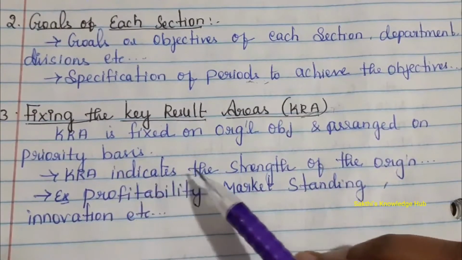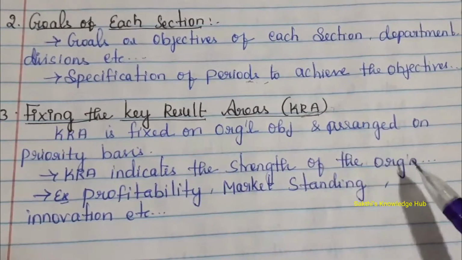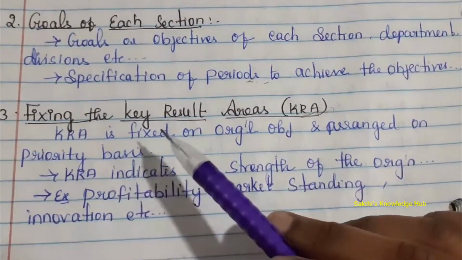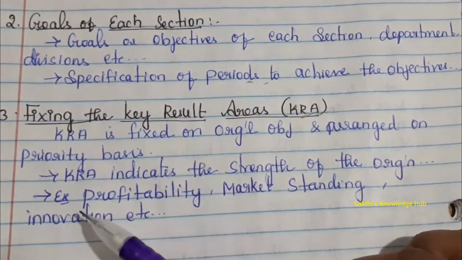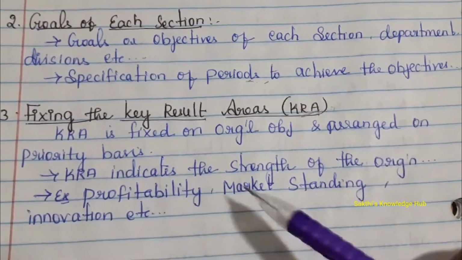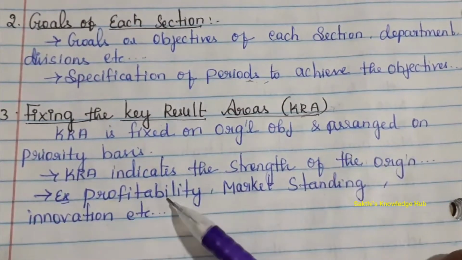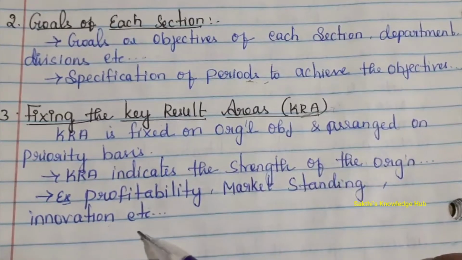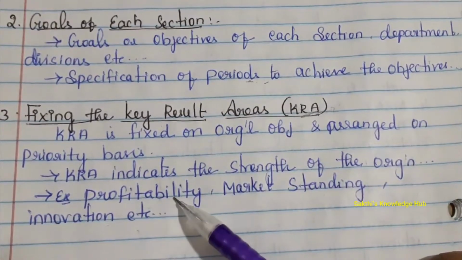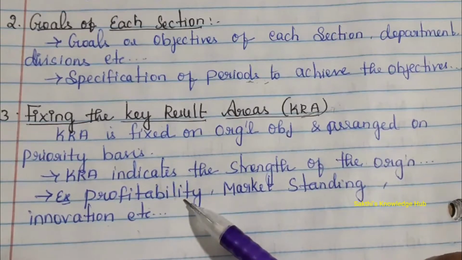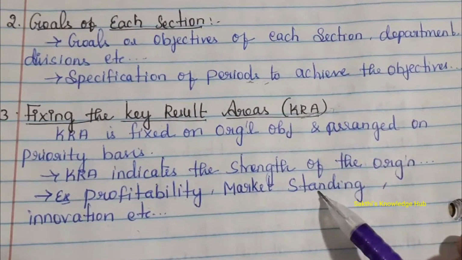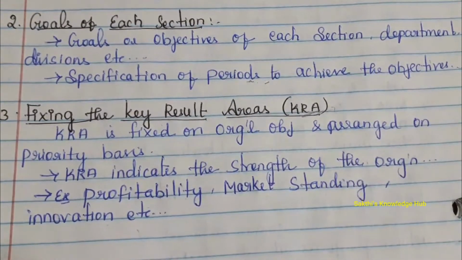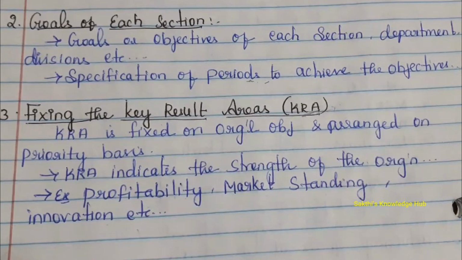Key result area indicates the strength of the organization, and automatically that becomes the strength of the organization. So some of the examples like profitability, market standing, innovation, this is all very much important for every business. No business is running to have their level without any profit. So profitability is very much important, and also market standing, to withstand in the market for a long period of time, like market leadership or something.